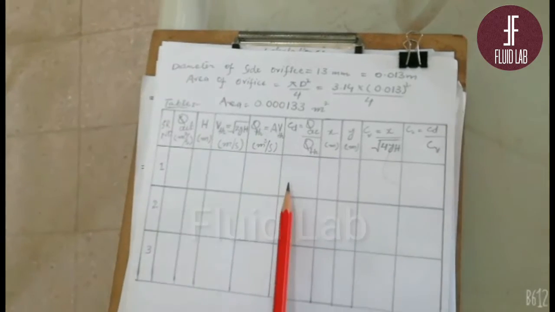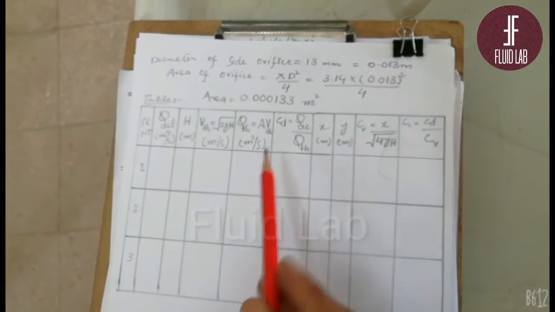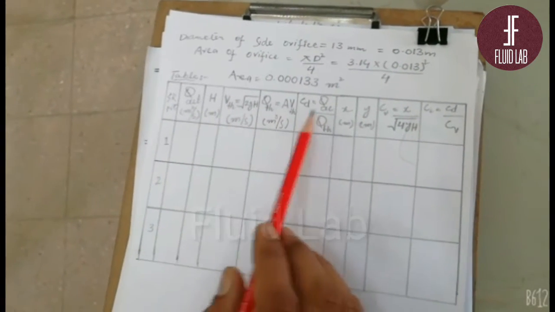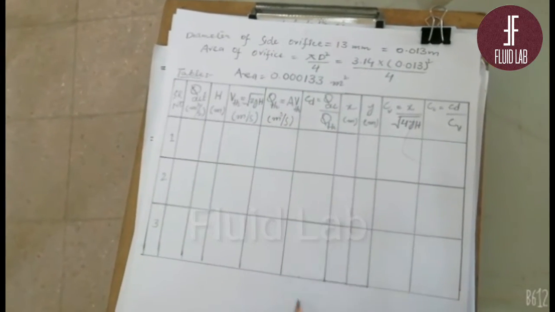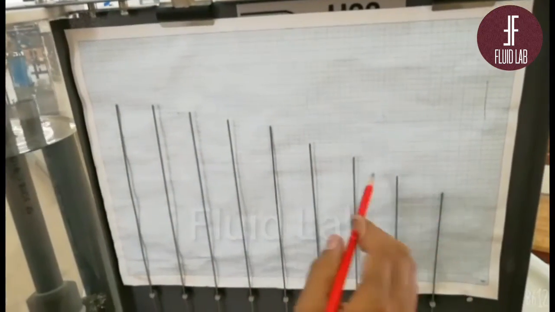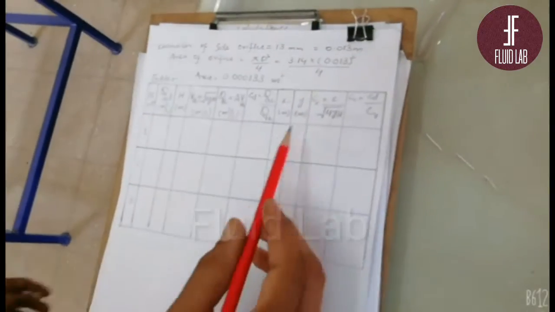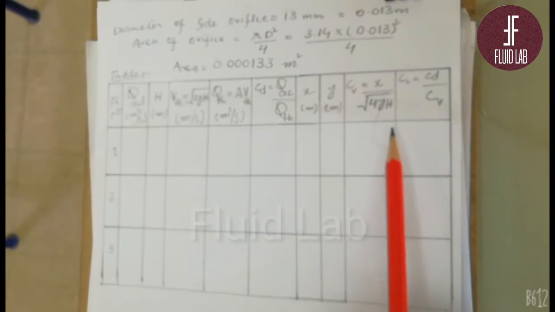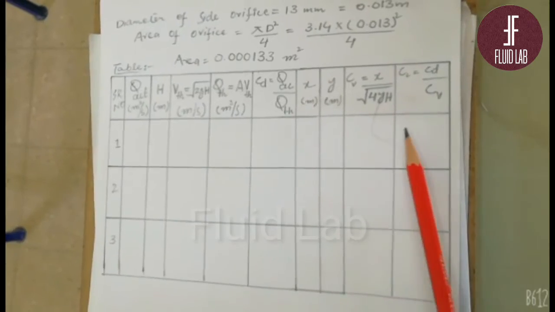Now we have to find three parameters: coefficient of discharge, coefficient of velocity and coefficient of contraction. Coefficient of discharge is equal to Q actual by Q theoretical. We know Q actual and we also know Q theoretical. Next, X and Y: when we plot these marks, we will be able to know X and Y for each point. Then coefficient of velocity will be equal to X over the square root of 4yH. And coefficient of contraction is the ratio of coefficient of discharge and coefficient of velocity.